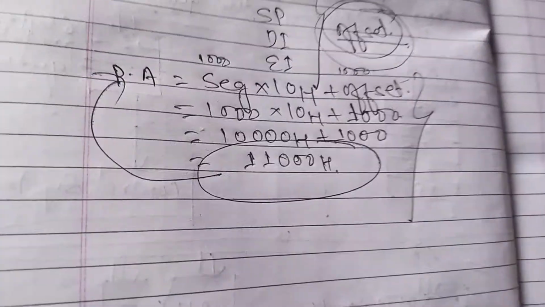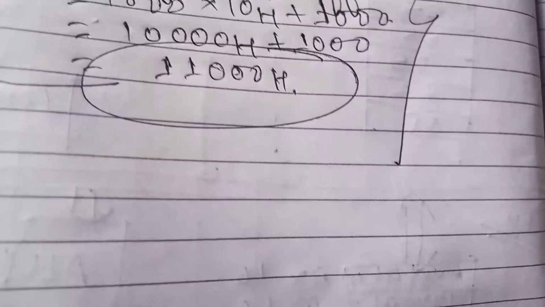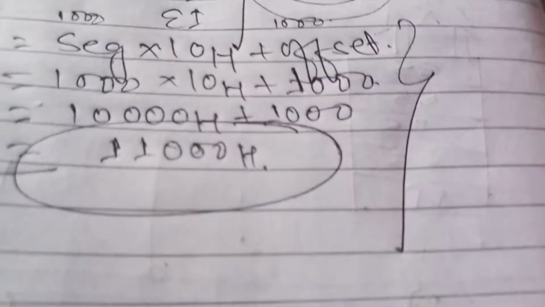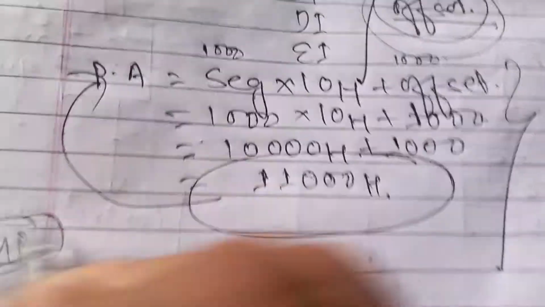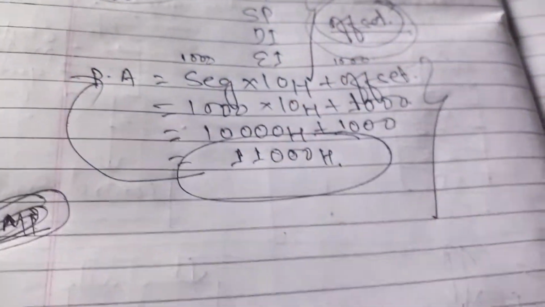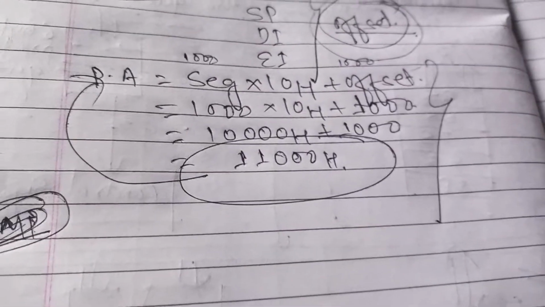Now there will be two types of addresses in memory. They are real address and virtual address.